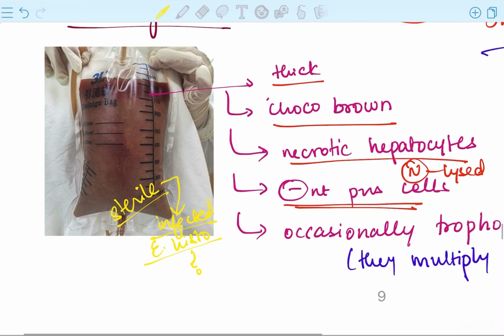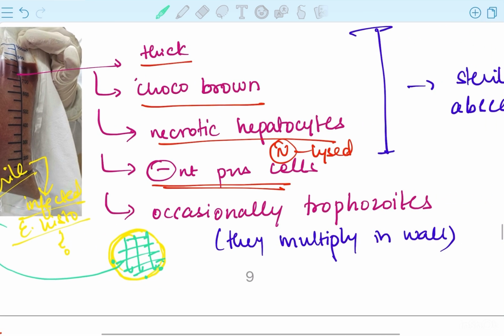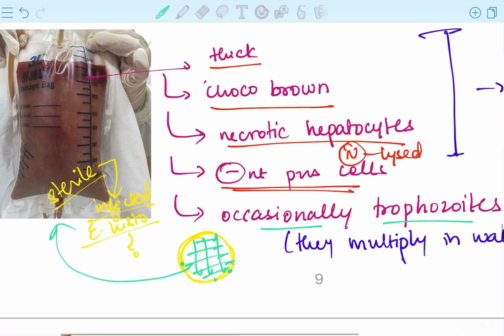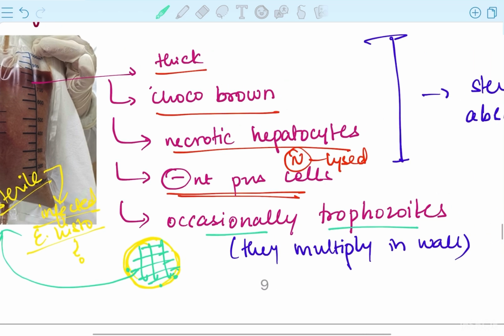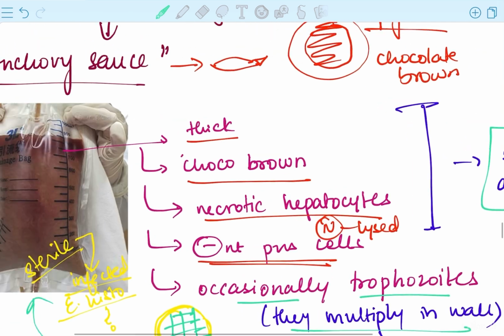The answer is very simple. This is the liver abscess and this is the cyst wall. In this liver abscess you have the cyst wall. The Entamoeba histolytica actually resides in the wall of the cyst and does not enter the sterile pus. So since it does not enter the sterile pus, the pus is sterile. So occasionally when the trophozoites enter, only then you can find some trophozoites inside this cyst. They multiply only in the wall. So thus we can see that it is a sterile abscess.